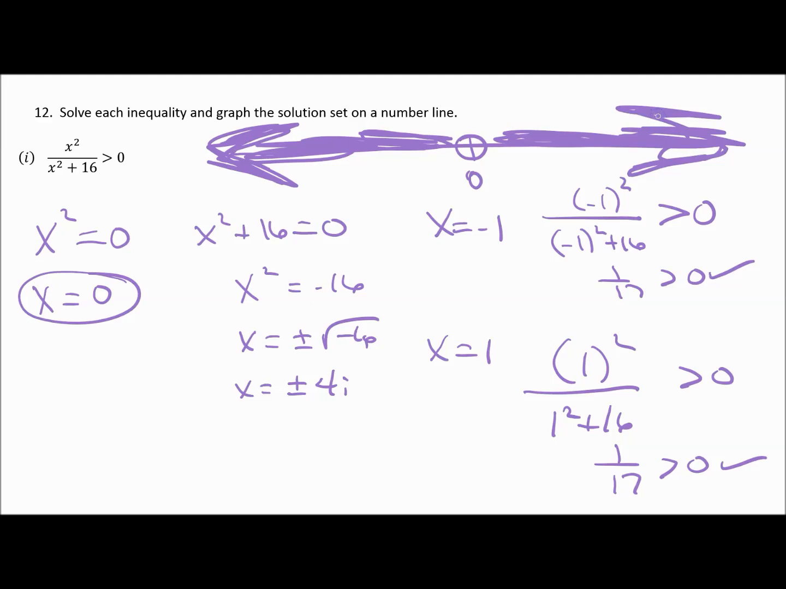And then when I write my final answer down in interval notation, we're talking -infinity to 0, and then union 0 to infinity. So basically, every single number makes this inequality true except the number 0. 0 makes it equal to 0, and 0 is not greater than 0. And that's it.